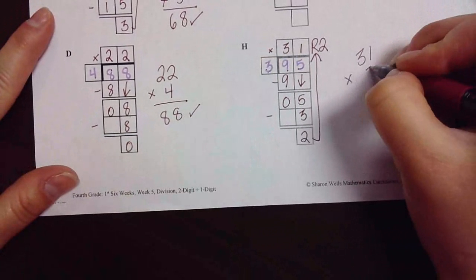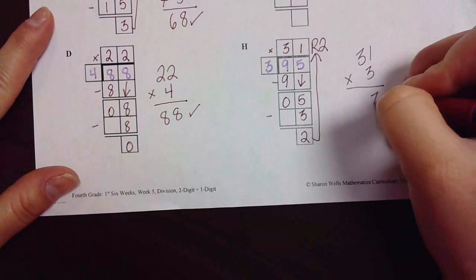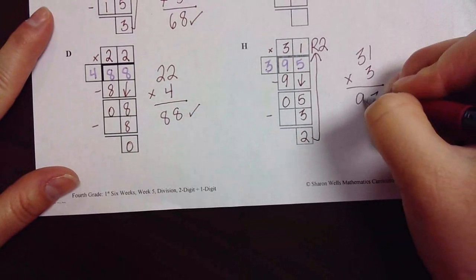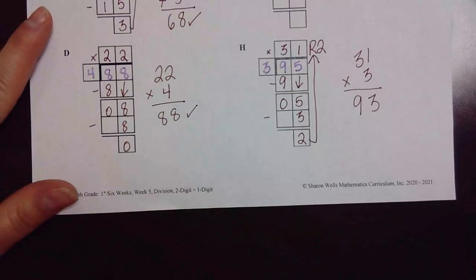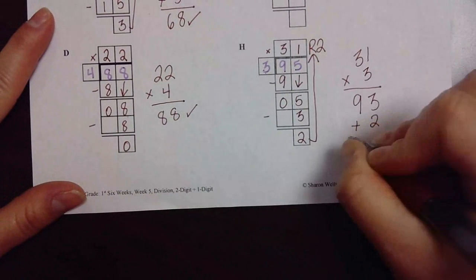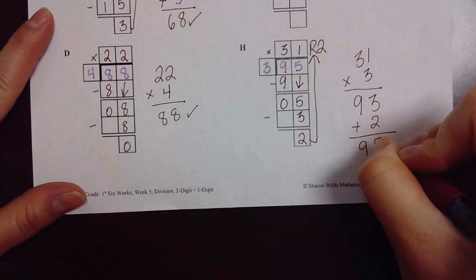31 times 3. 3 times 1 is 3. 3 times 3 is 9. Add in my remaining 2, and that's 95. Is that my dividend? Yes.